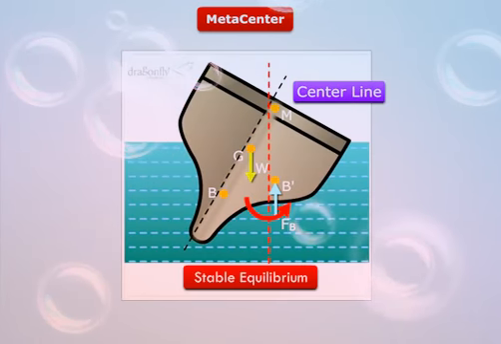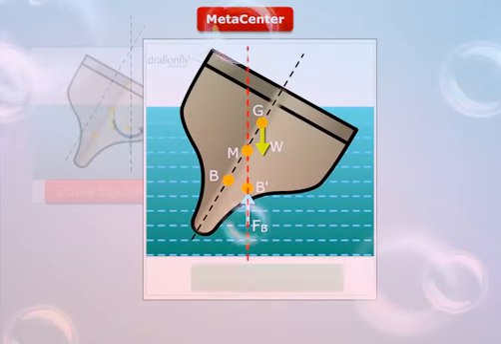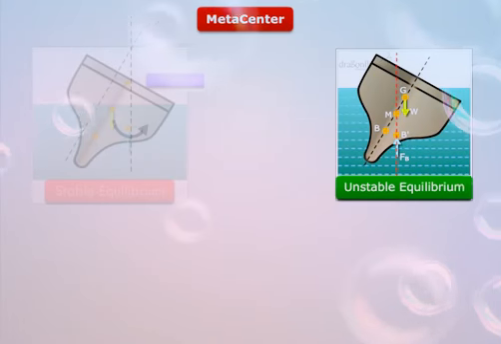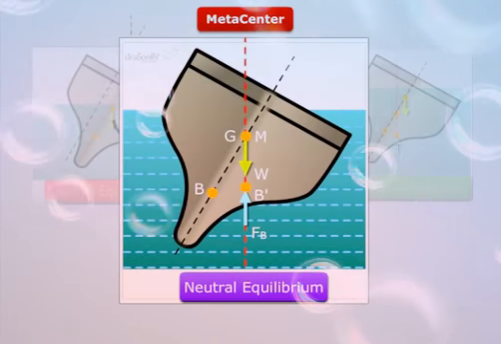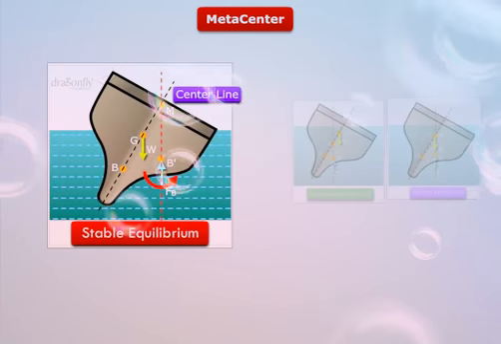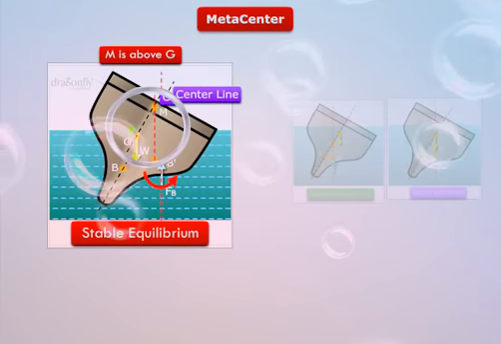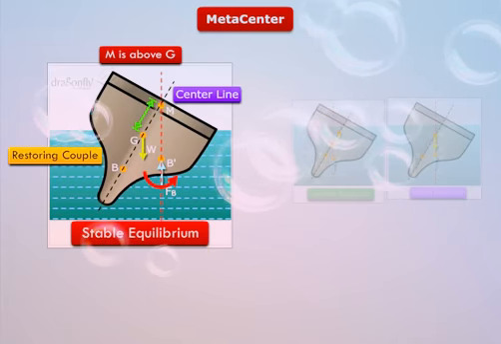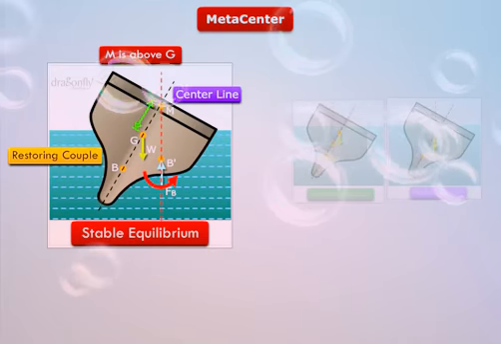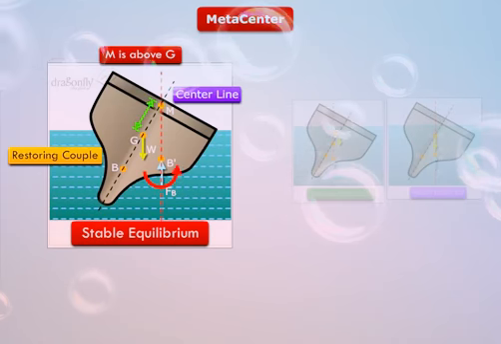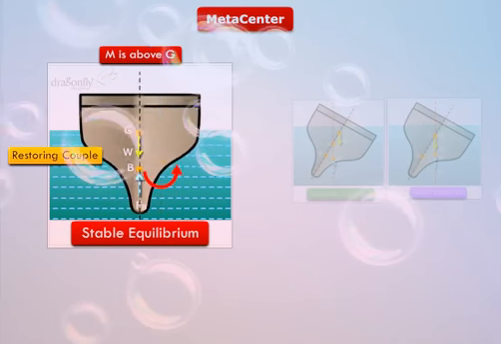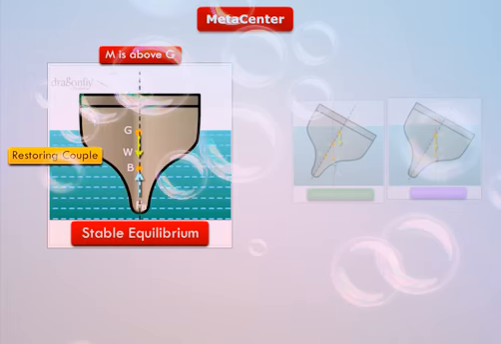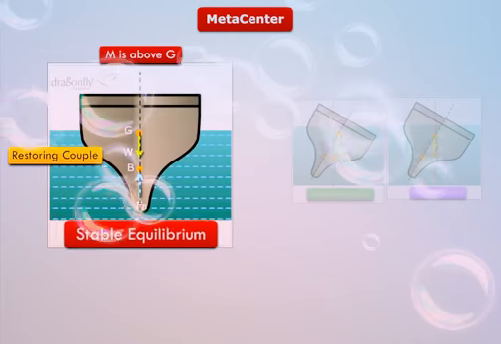They are stable, unstable, and neutral equilibrium. When M is above G, then in this case, a restoring couple is formed by the buoyancy force and the weight of the body, which tends to turn the body to its original position. Thus, the body is said to be in stable equilibrium.